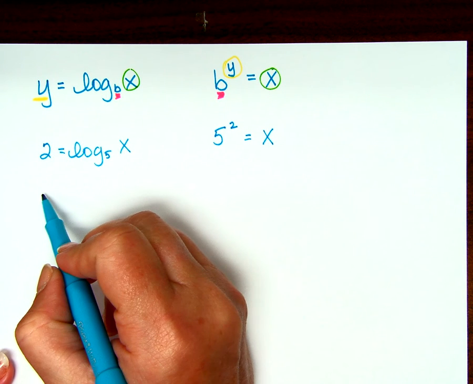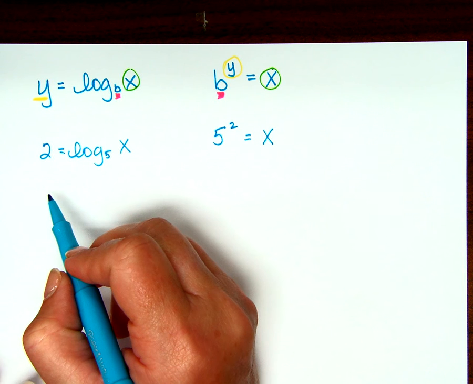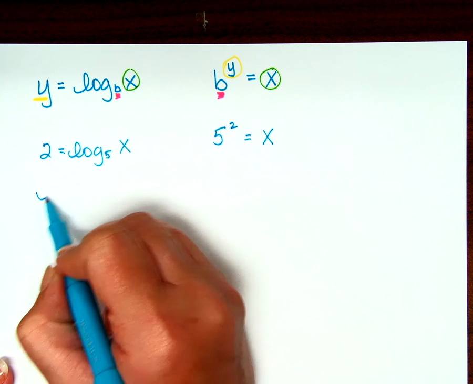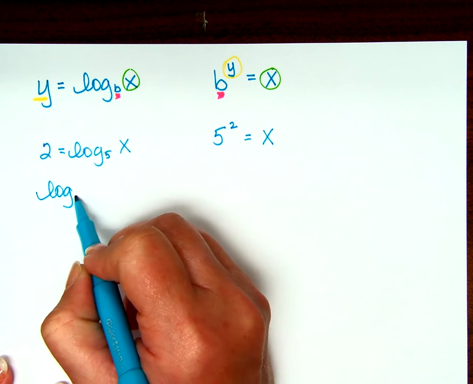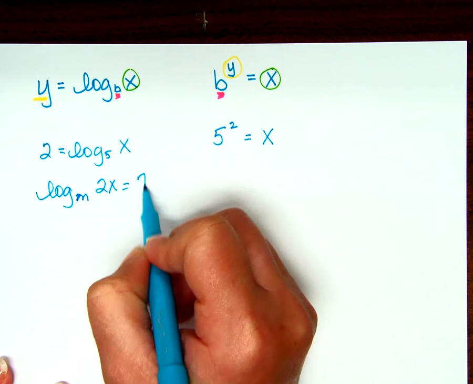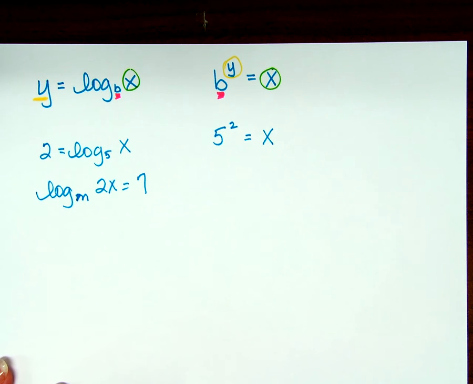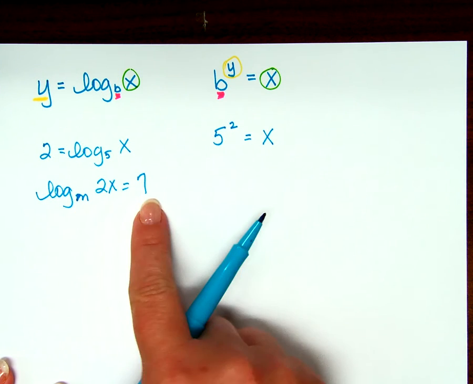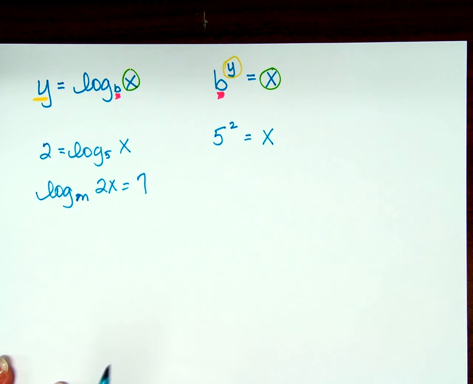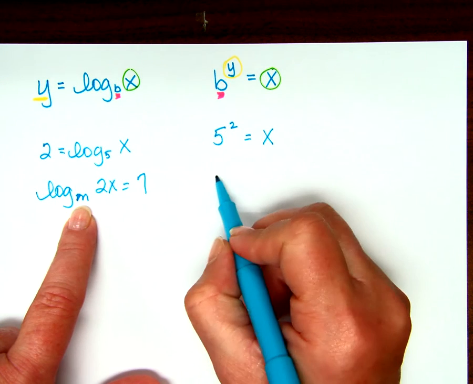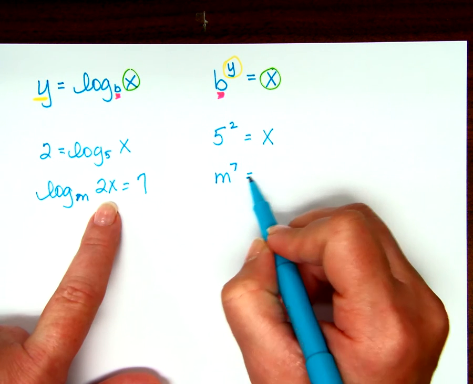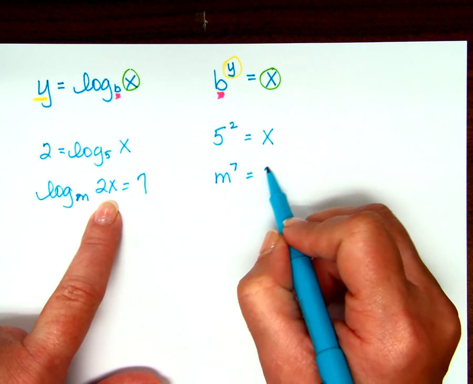What if I wrote it a different way, like freaked you out on purpose? What if it said log base m of 2x equals 7? Could you write that in exponential form, even though I wrote it backwards, like the log is on the left side instead of the right side? Yeah, because the base is still the base, right? The answer is still the exponent, and the argument is what the exponential function equals.